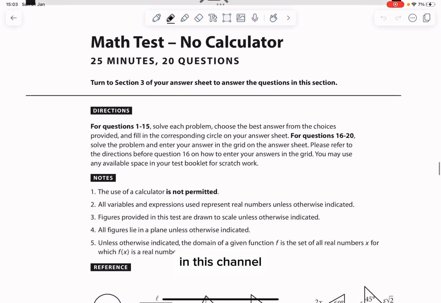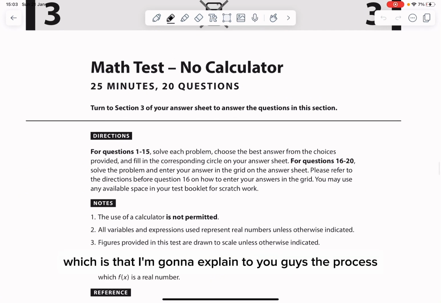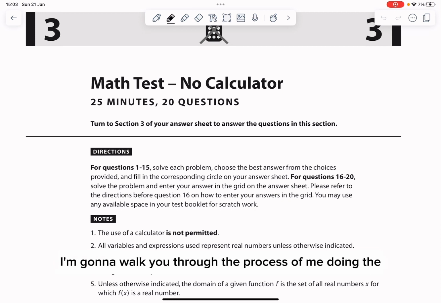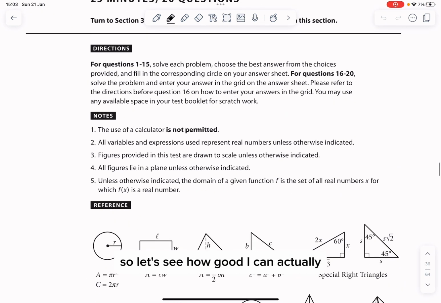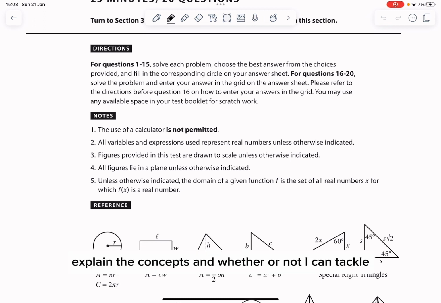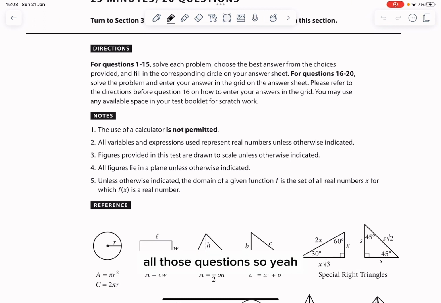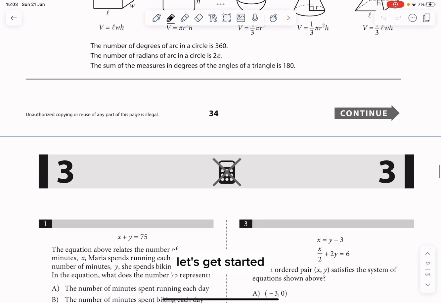I'm going to explain to you guys the process. I'm going to walk you through the process of me doing one of the sample math tests on the SAT exam. So let's see how good I can actually explain the concepts and whether or not I can tackle all these questions. So yeah, let's get started.